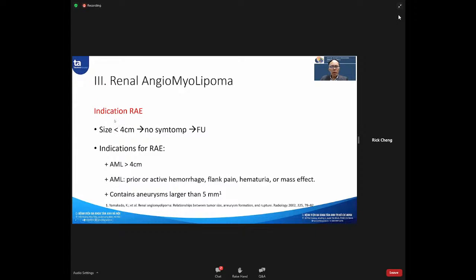So, indication. If the AML has a size less than 4 centimeters with no symptoms, we maybe follow up. The indication for RAE for AML is a size more than 4 centimeters, or active hemorrhage, flank pain, hematuria, or mass effect, or the AML contains an aneurysm larger than 5 millimeters. So it means a high risk of hemorrhage and high risk of aneurysm rupture, so you should do the embolization.